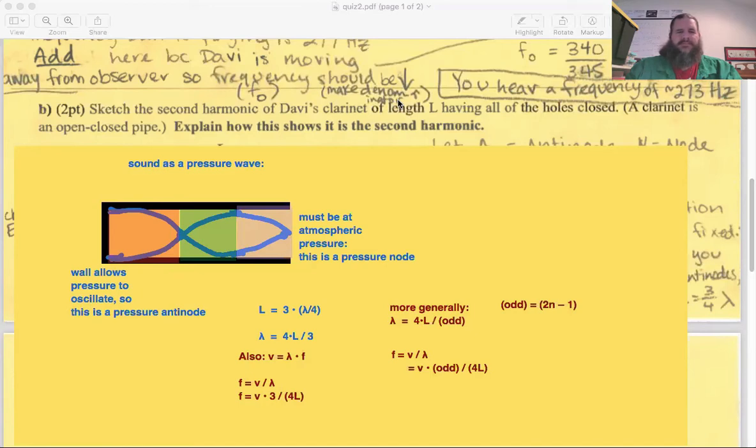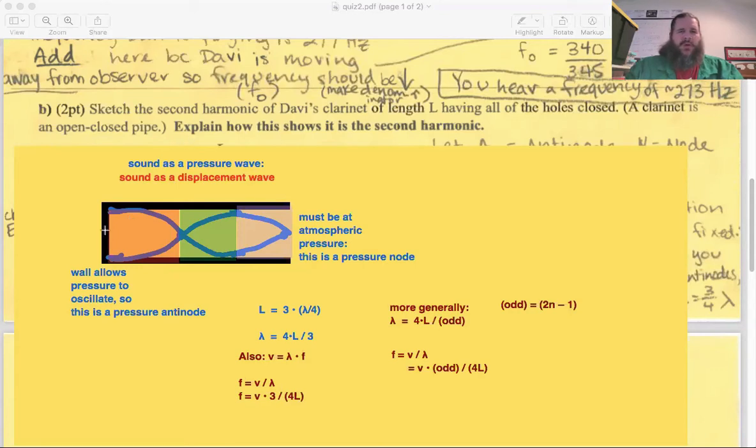I don't think so. So in this case, we looked at sound as a pressure wave. What did you say the other option would be? Sound as a displacement wave. And that's going to be very similar. If we think of the sound as a displacement wave instead, displacement means we're talking about the motion of the air molecules.